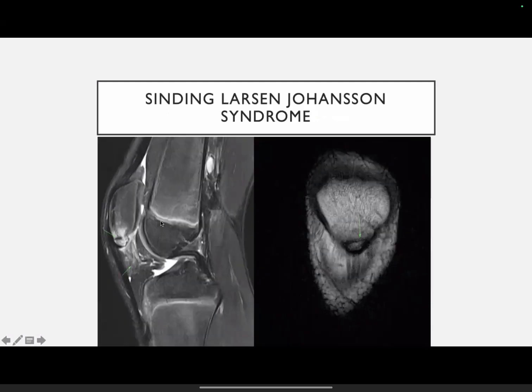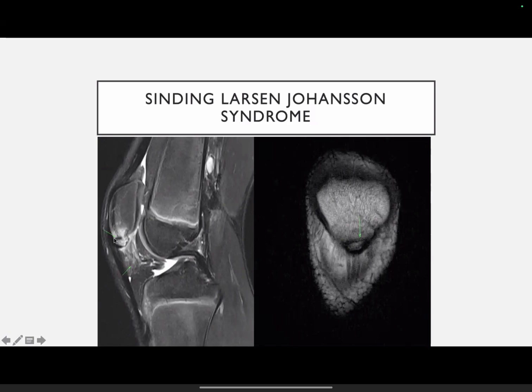So Sinding-Larsen, this is a sagittal proton density fat saturated image. As the fat is dark here, this is the corresponding T1 weighted image. In this case, we see that the bone marrow edema is epicentered at the level of the inferior pole of the patella, which is the site of patellar tendon attachment.